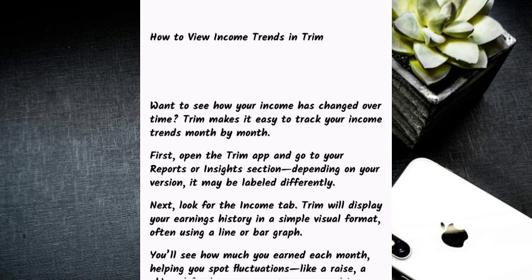First, open the Trim app and go to your reports or insights section. Then, depending on your version, it may be labeled differently. Next, look for the Income tab. Trim will display your earning history in a simple visual format, often using a line or bar graph.